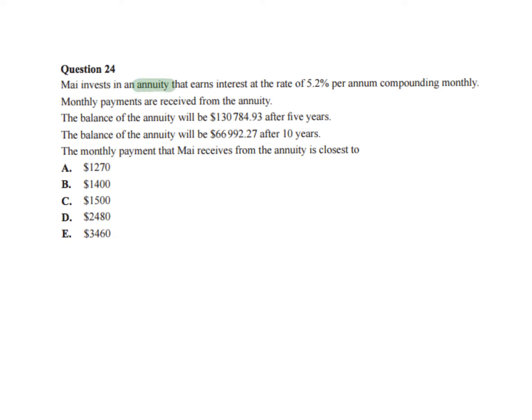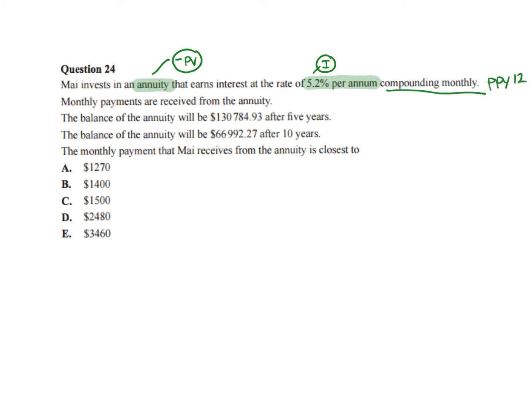So you know it's an annuity, and the interest rate is 5.2% per annum. So you can start writing little things above your thing. For Finance Solver, the annuity would be a negative PV. This would be your I, your interest rate, and compounding monthly is telling me that PPY is 12.